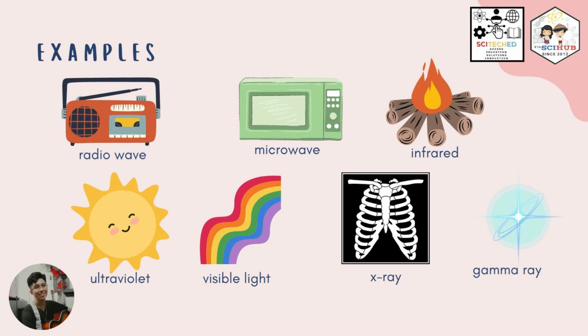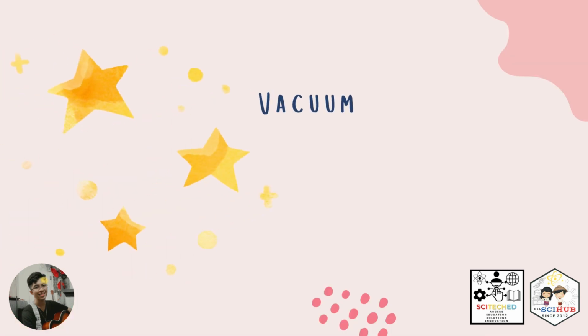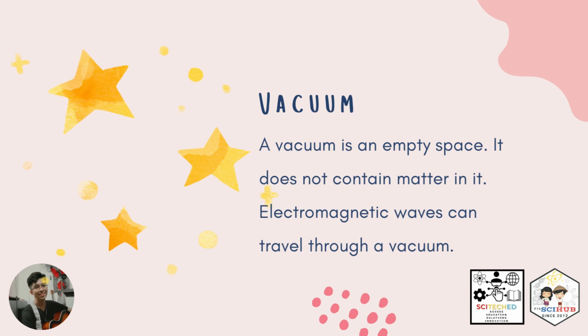Alright? Next, number 5. Is it true or false? The answer is false because electromagnetic waves do not require a medium to propagate. It can actually travel without it, just like in outer space, although it is not perfectly a vacuum. Again, a vacuum is an empty space devoid of matter, and electromagnetic waves can travel through it.